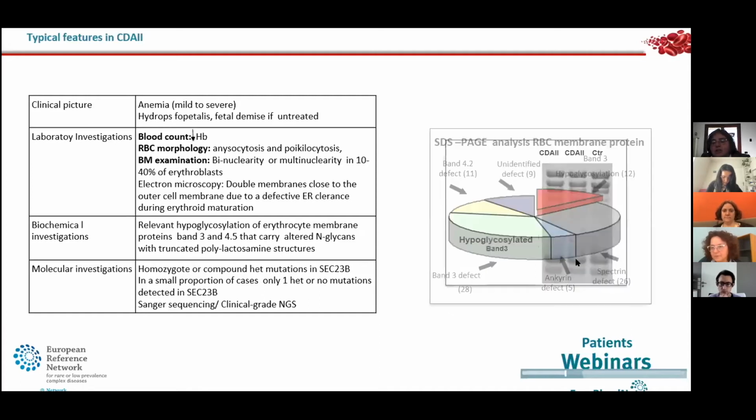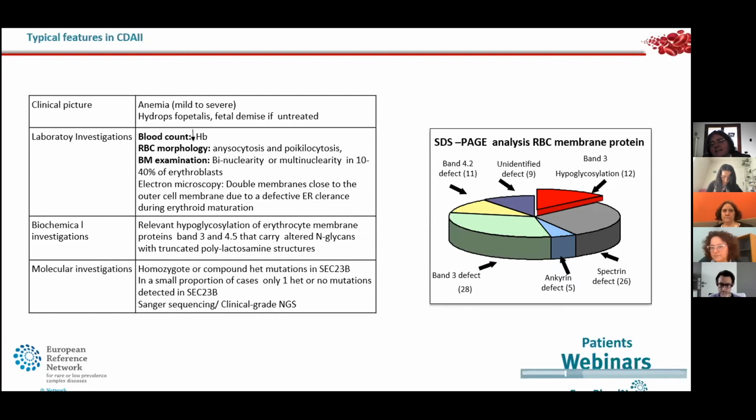And I usually show this because this test, SDS-PAGE, is usually used to diagnose a red cell membrane disorder, which we saw before is a different disorder. But when we tested with this test all the patients who arrived with the diagnosis of erythrocytosis, we found indeed that 15% of these cases were CDA II. So you see that many patients may have a misdiagnosis.